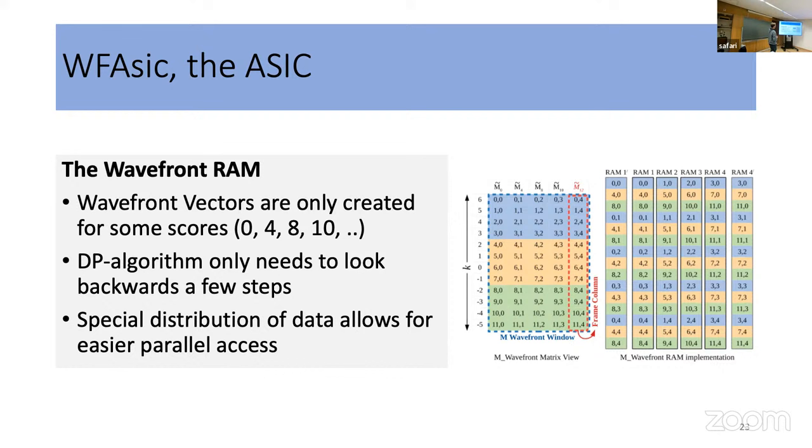One interesting part about that is you see how these columns are ordered or colored. All the cells in a single column colored the same can be calculated in parallel. This is why they are arranged in a way in RAM where each cell of the same column of the same color that needs to be accessed at the same time is in a different RAM bank, which allows for simultaneous access for all of them.